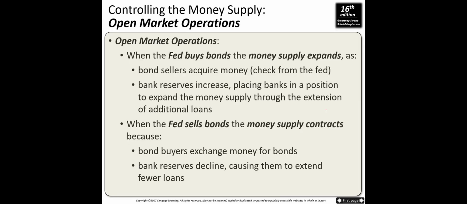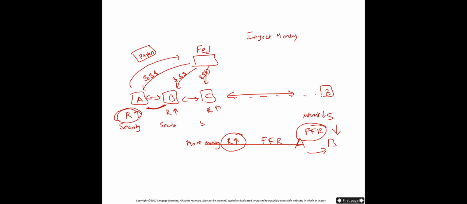So let's summarize the process. When the Fed buys bonds, the money supply expands, bond sellers acquire money, and bank reserves increase, placing banks in a position to expand the money supply through the extension of additional loans. When the Fed sells bonds, the money supply contracts because bond buyers exchange money for bonds and bank reserves decline, causing banks to extend fewer loans. So this is the summary of open market operations.